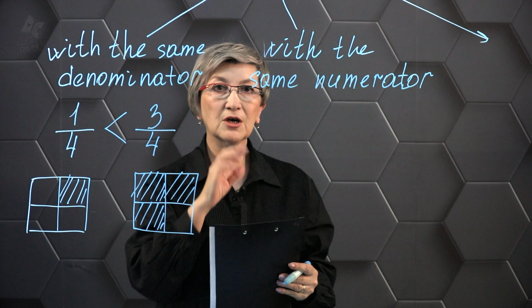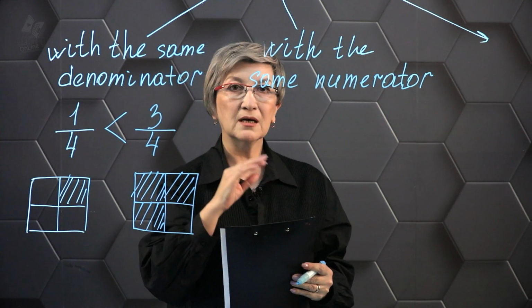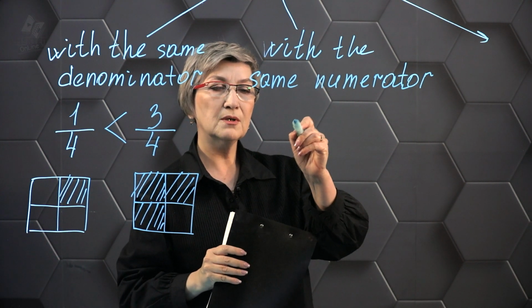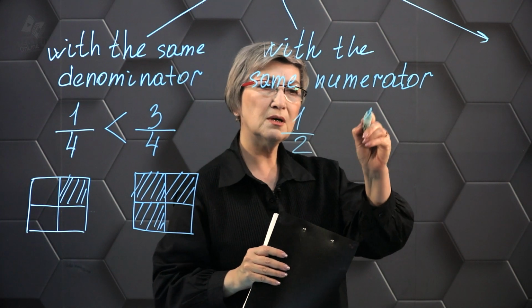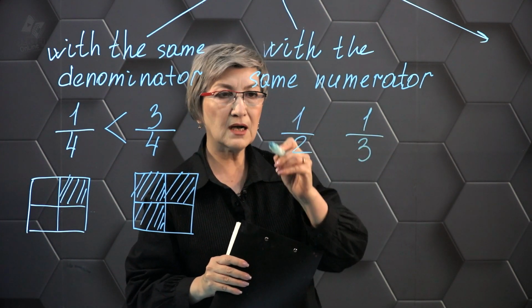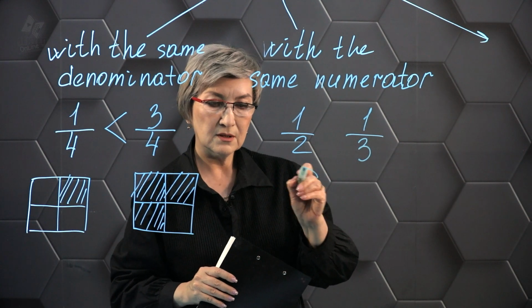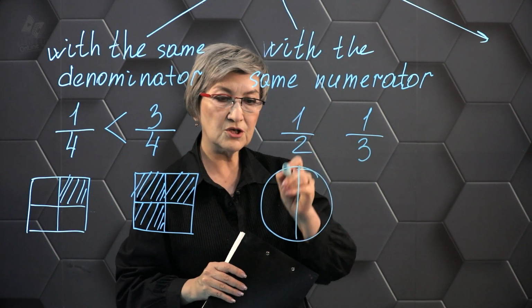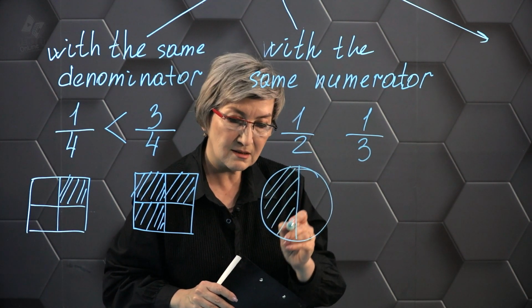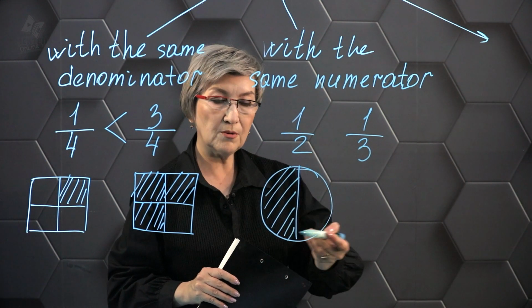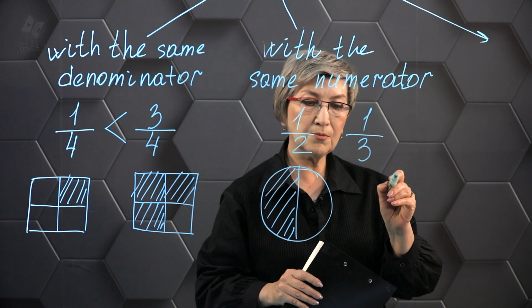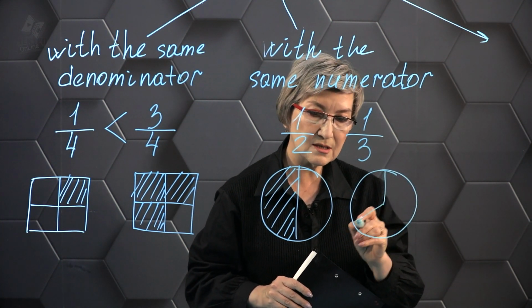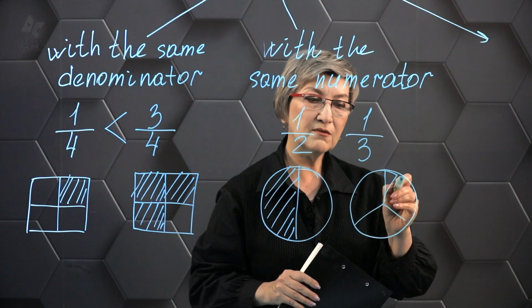Now let's move on to the second part. We're going to take 2 fractions whose numerator is the same number. These are fraction 1/2 and fraction 1/3. Let's show fraction 1/2. I'll divide it into 2 equal parts and take 1 part out of the 2. That's fraction 1/2, and now fraction 1/3. I'll divide it into 3 equal parts and take 1 part in 3.